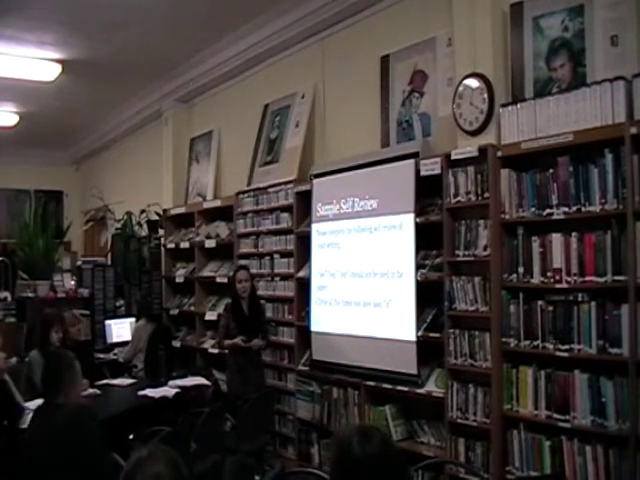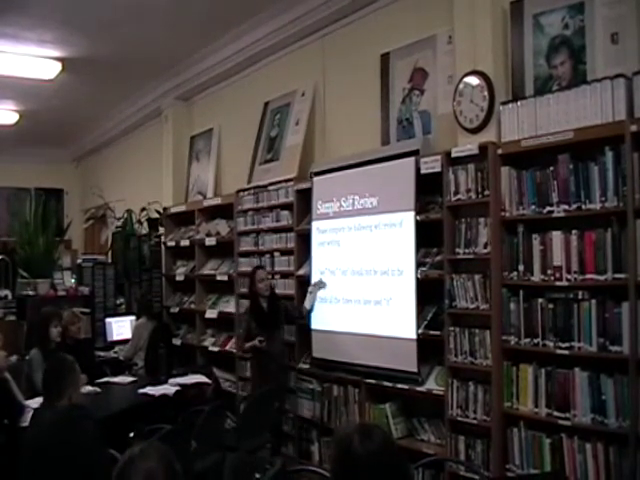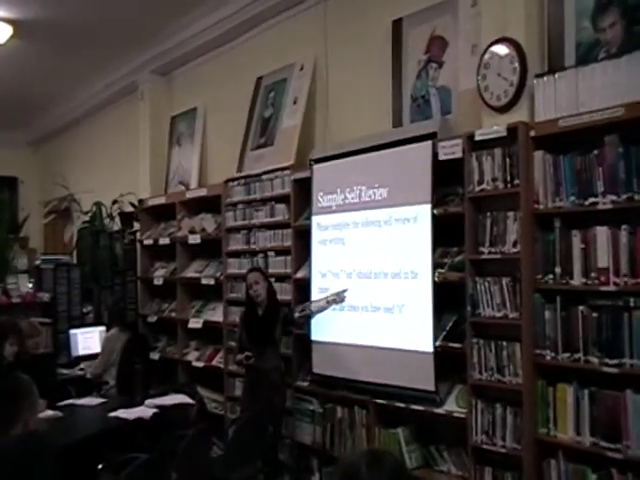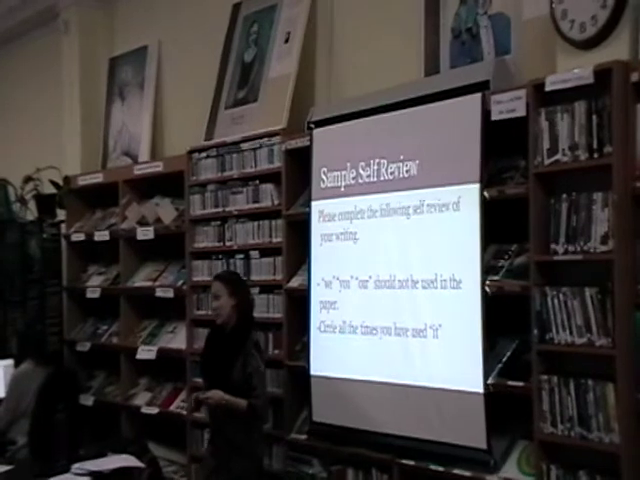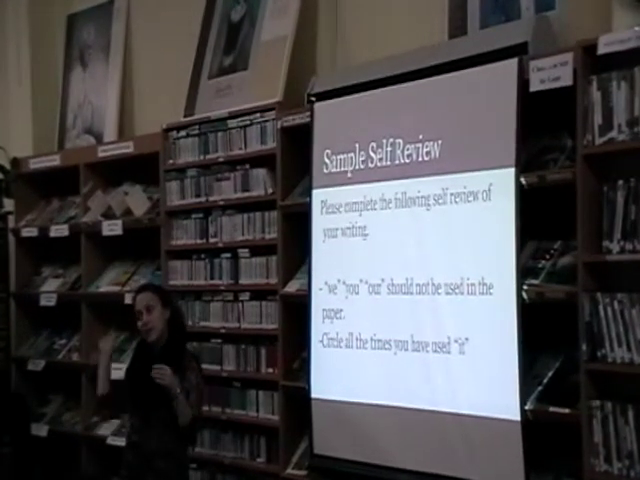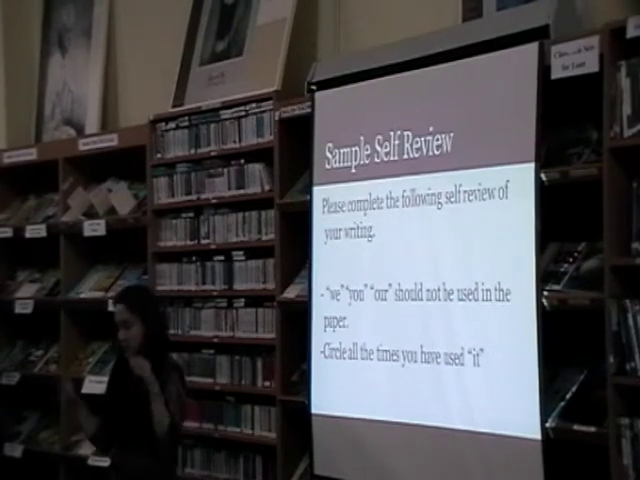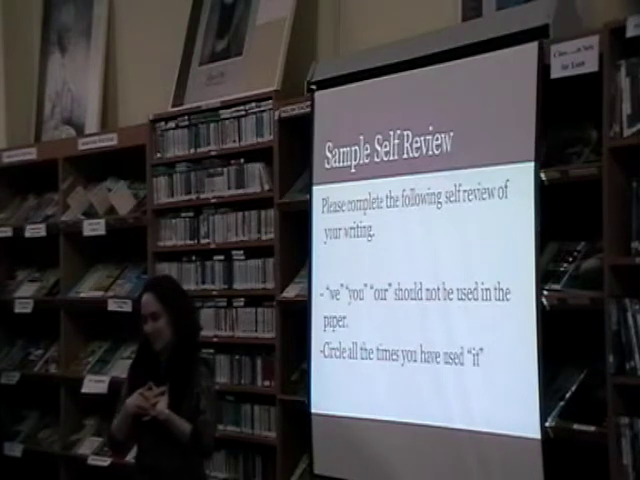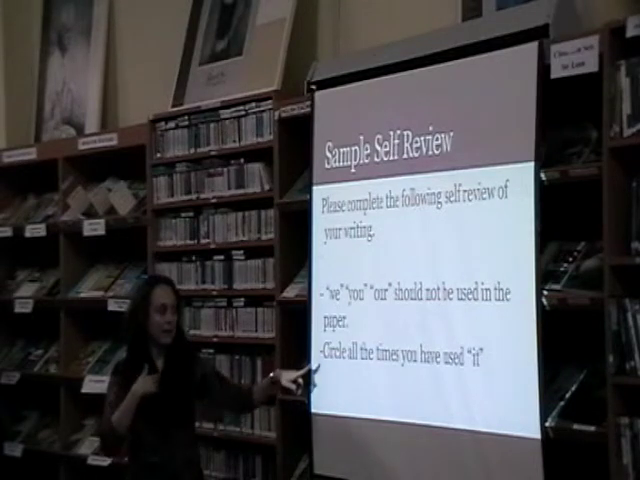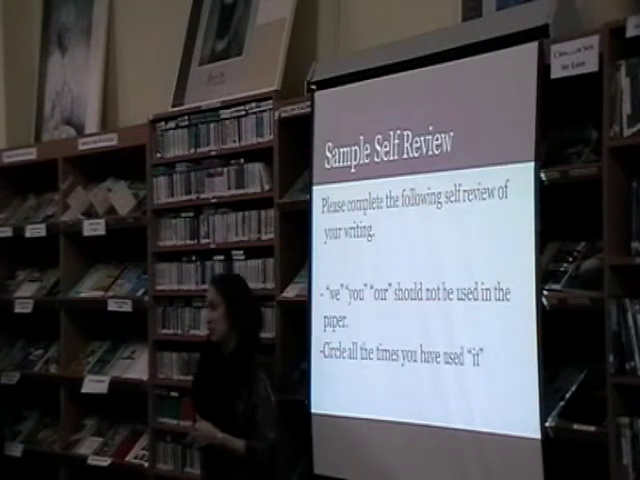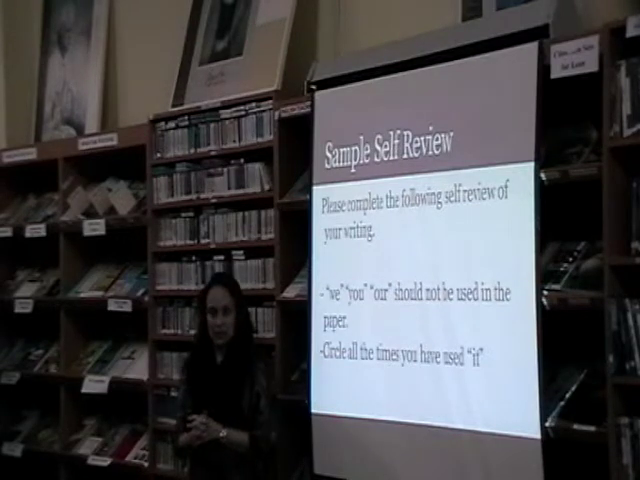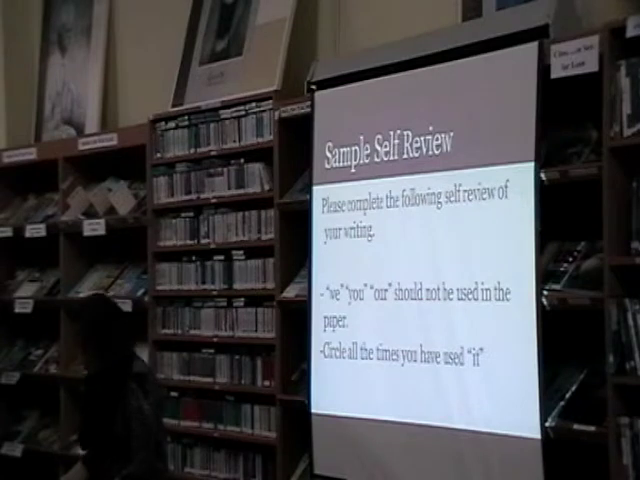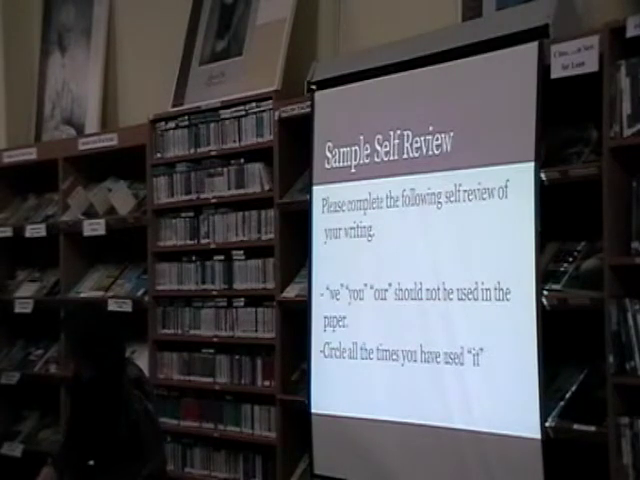That's the reason I asked you to take out your summary writing, because now I'd like you to look first to see if you see any instances of we, you, or are. So if you wouldn't mind, just look at your writing right now and see if there are any moments where you use any of those words. If you do, underline them. Then circle all the times you have used the word it. Underline mine.